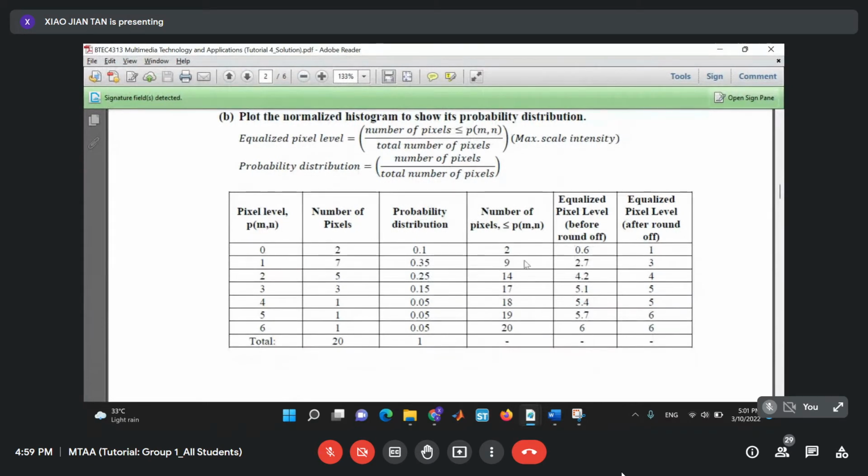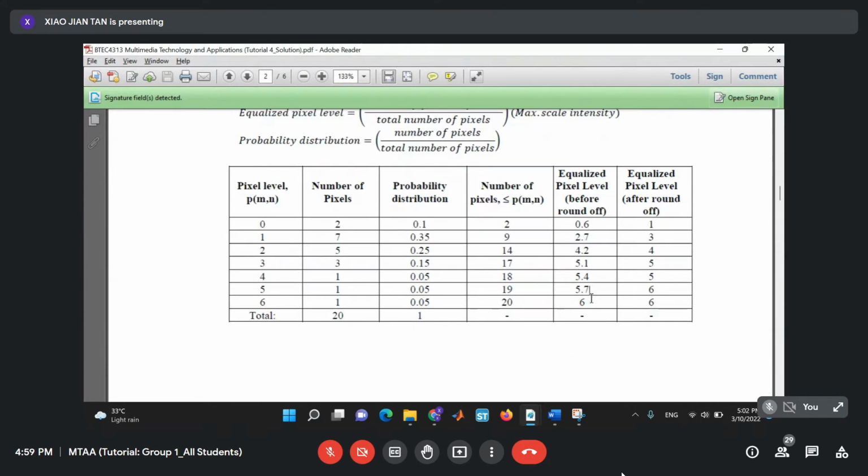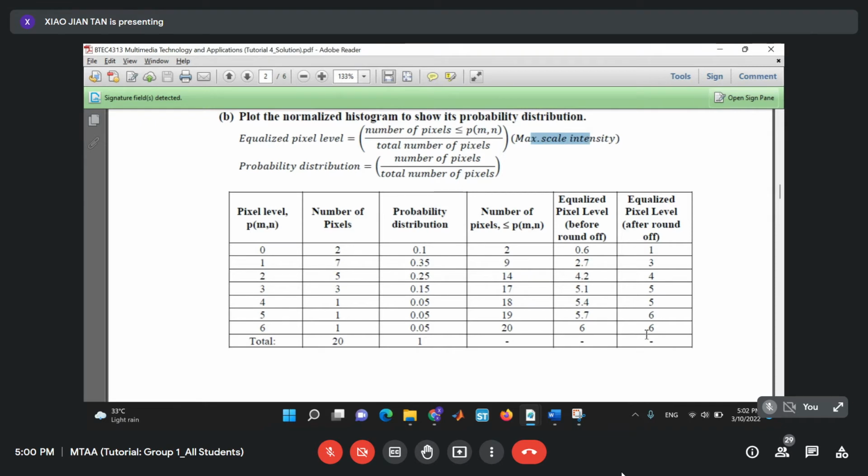So again, continuing, 9 divided by 20, multiplied by 6, you get 2.7, and so on and so forth. At the end, you will find the value is 6, because the maximum range is 6 only. Because this is cumulative, the last value must be equivalent to the total number of pixels, which is 20. 20 divided by 20 is 1. If the maximum scale value is 100, then 20 divided by 20 multiplied by 100, you will get 100 over here.